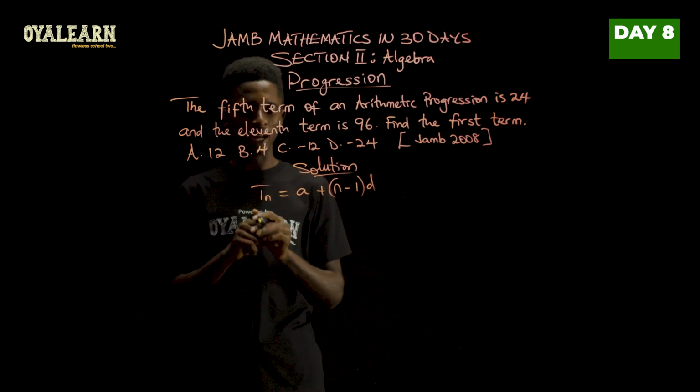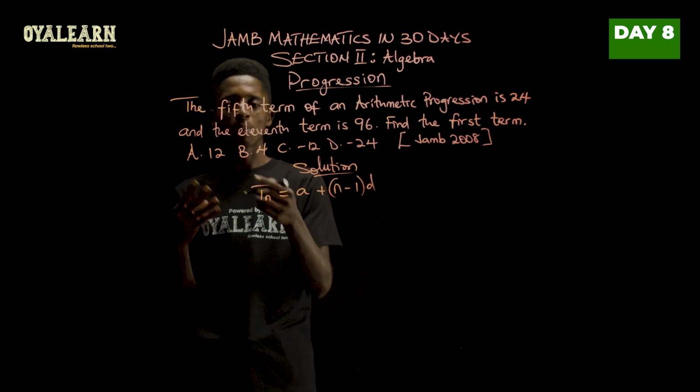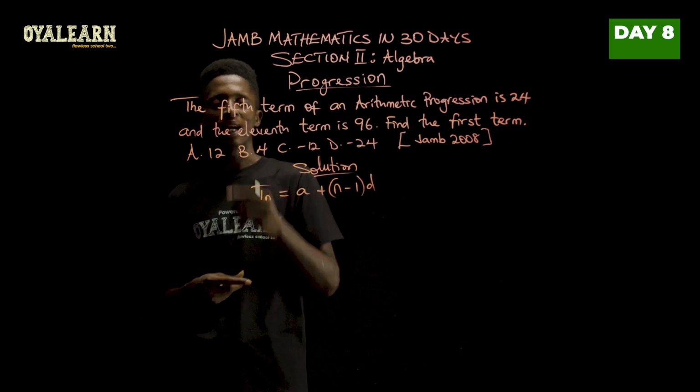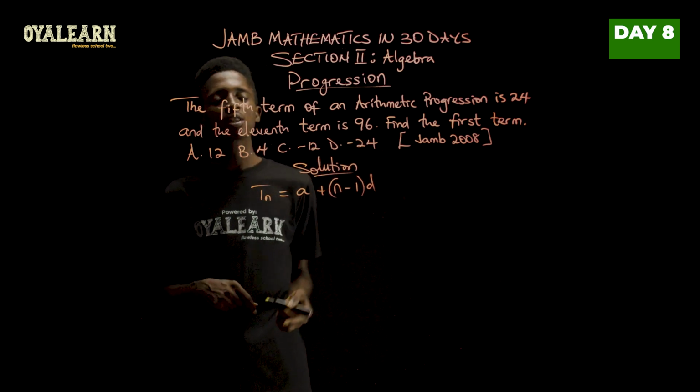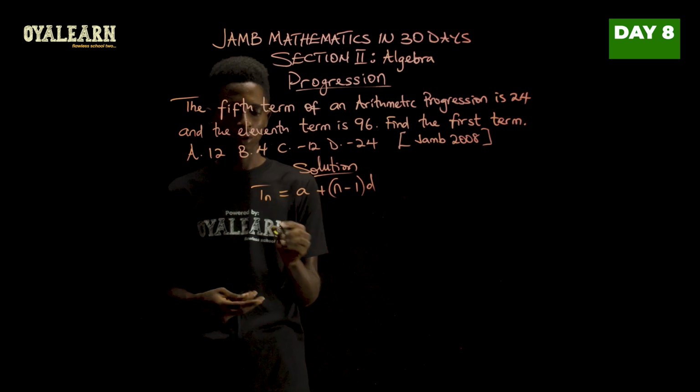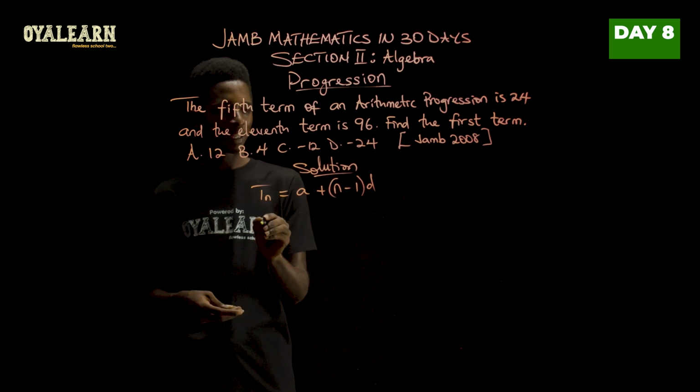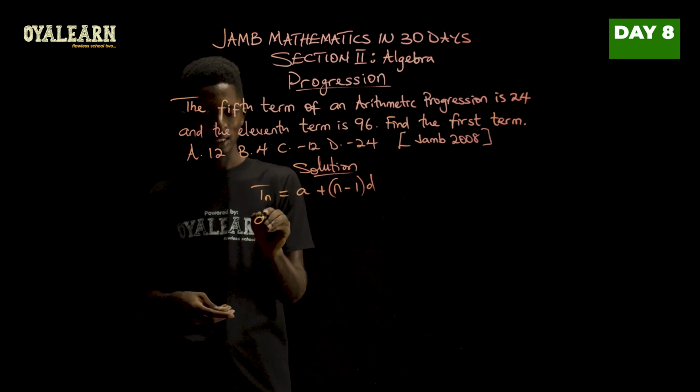So since this formula is established, we can then go on to apply it to the 11th term and the 5th term. So for the 11th term, n will be 11. And the 11th term is given as 96.